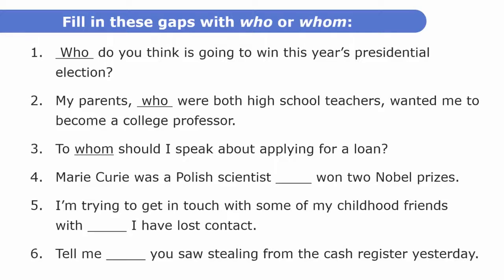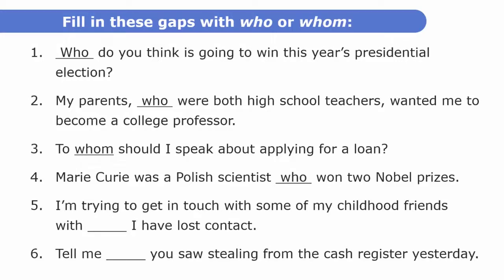In number 4, again, we have relative clauses, and we are interested in the clause at the end of the sentence. If this clause was a separate sentence, we can say she won 2 Nobel Prizes. We cannot say her won 2 Nobel Prizes. Okay, so we have a subject pronoun in the place of the blank. So we put who. Marie Curie was a Polish scientist who won 2 Nobel Prizes.